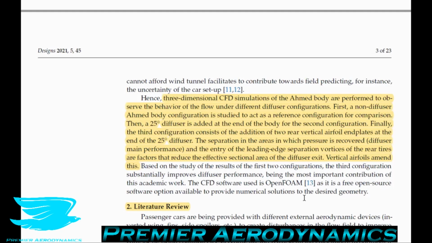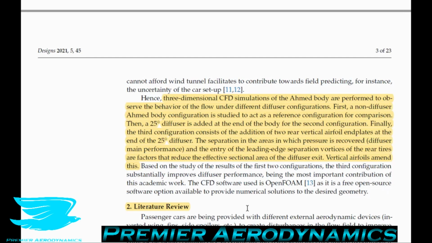Finally, the third configuration consists of the addition of 2 rear vertical airfoil end plates to the 25-degree diffuser. The separation in the areas in which pressure is recovered and the entry of the leading edge separation vortices of the rear tires are factors that reduce the effective cross-sectional area of the diffuser exit. Vertical airfoils amend this. So let's talk about this.